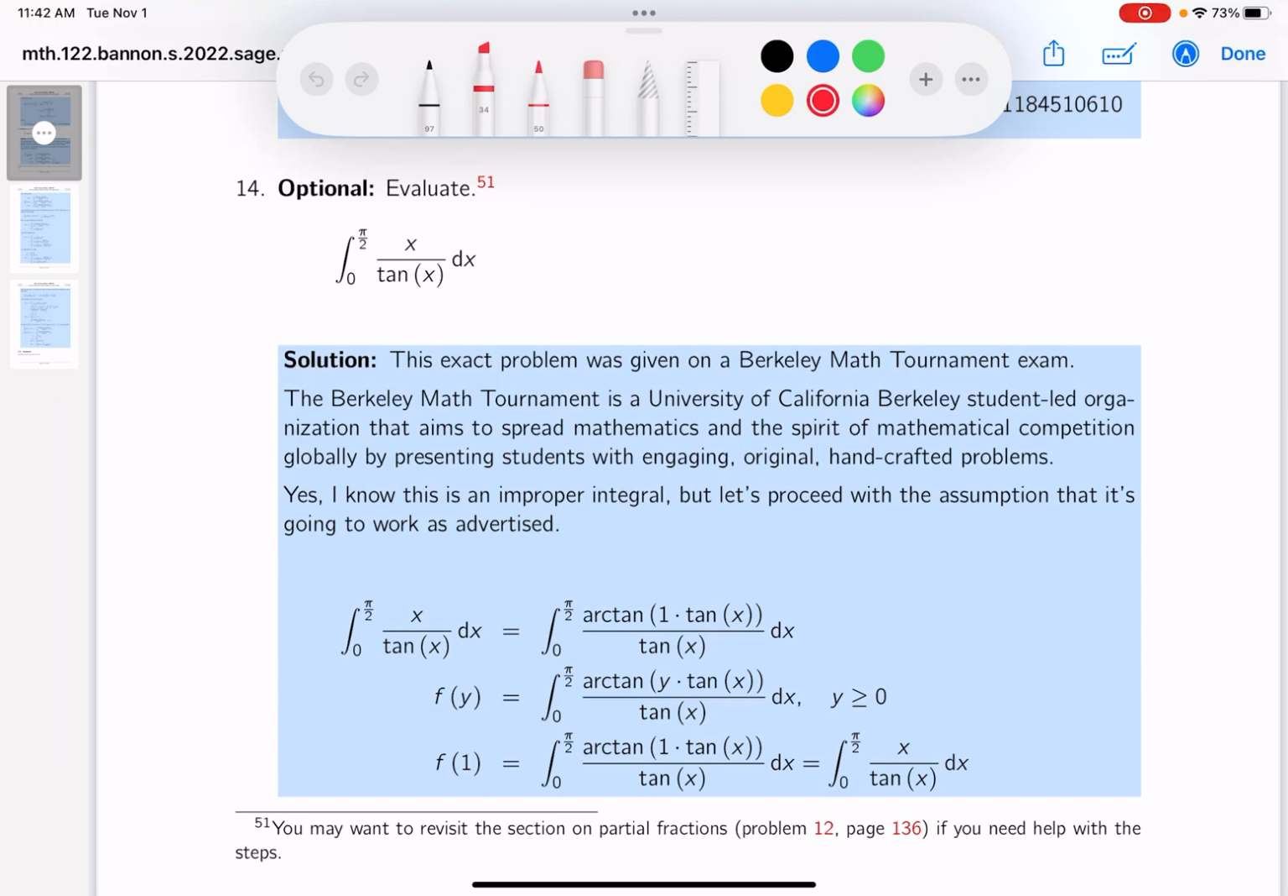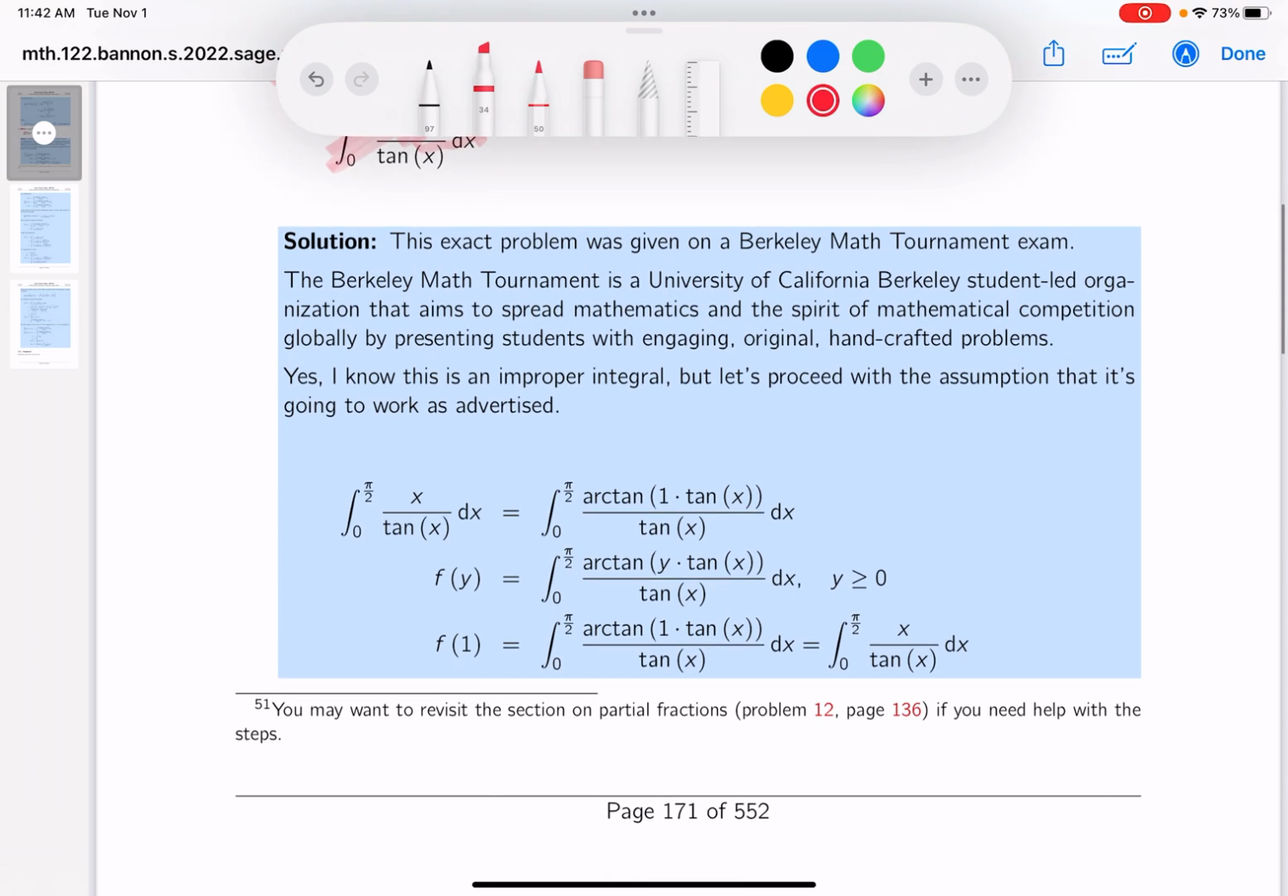Okay, another optional question, and there's a footnote over here, and the footnote says that you probably need to revisit partial fractions for this problem over here. It may not be obvious, but when we get to that step, I do want to encourage you to go back to problem 12 on page 136, and that link will take you right there. It'll take you through the steps.